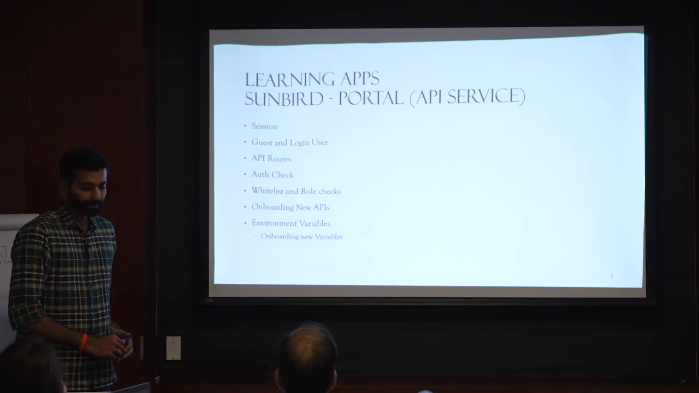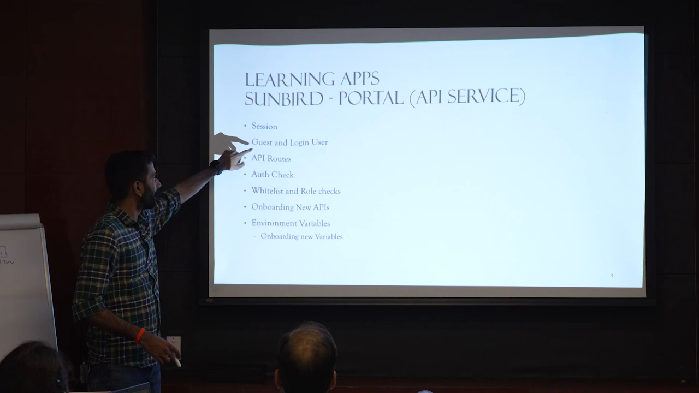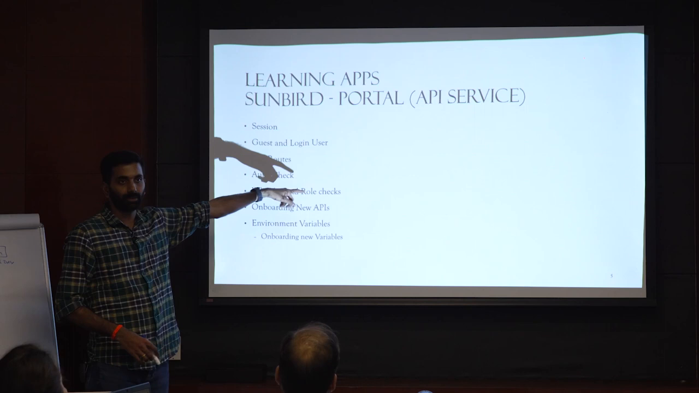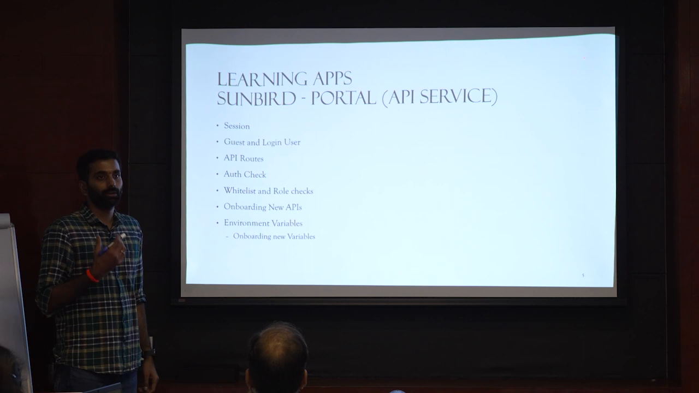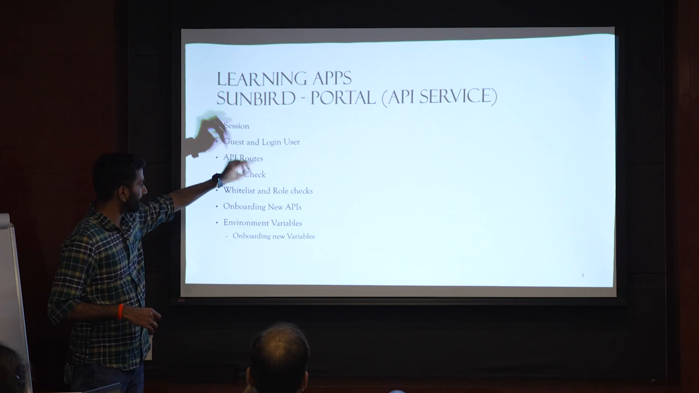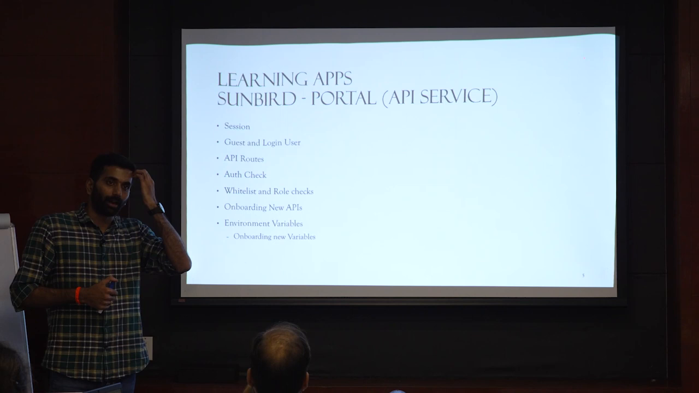So just a recap, we talked about sessions for anonymous users and logged-in users, the guest and the login user. API routes, I'll check the auth checks which we discussed before, which is how we use Keycloak to protect certain routes, right? Now we'll see whitelist and role checks, okay? Which is, you know, the most commonly encountered problem when the application is running, okay?